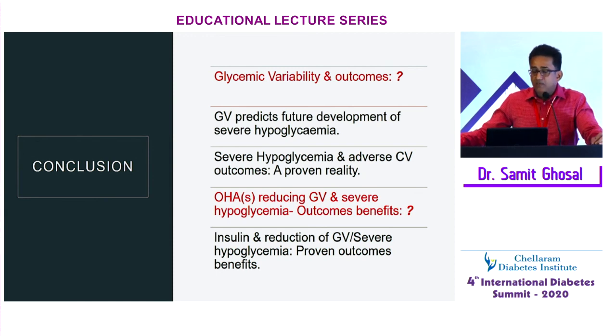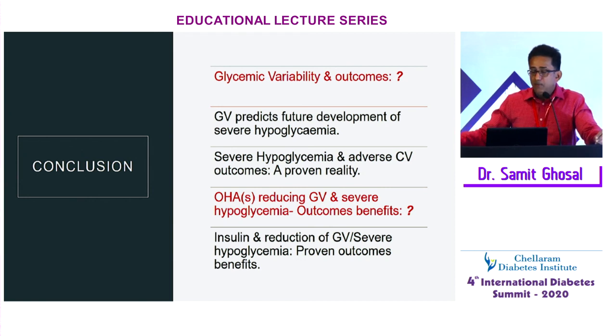Glycemic variability predicts the development of future hypoglycemia. So if you and I are not confident in detecting hypoglycemia, whether we should do CGMS to detect glycemic variability, think about it. I don't think I need a CGMS to do that. You know, a simple SMBG gives me a good picture of development of severe hypoglycemia.